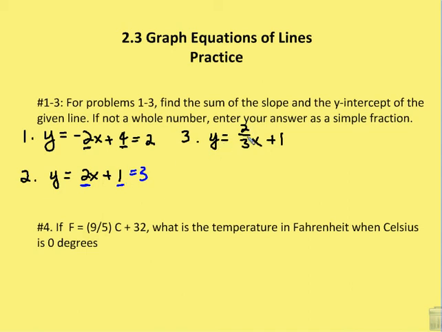Okay, next problem, I have y is equal to 2/3 x plus 1. My slope is 2/3 and my y-intercept is 1. I have to add both those together. 1 is the same as 3 over 3. So I get 5/3 as my answer.